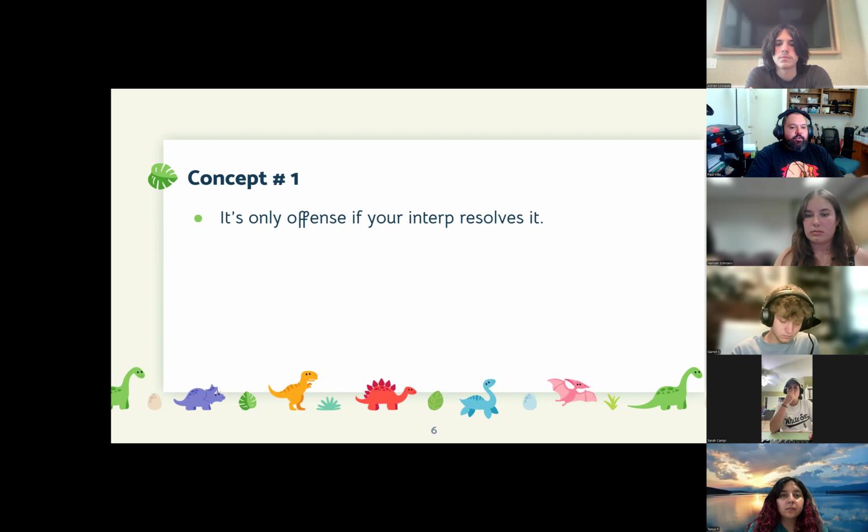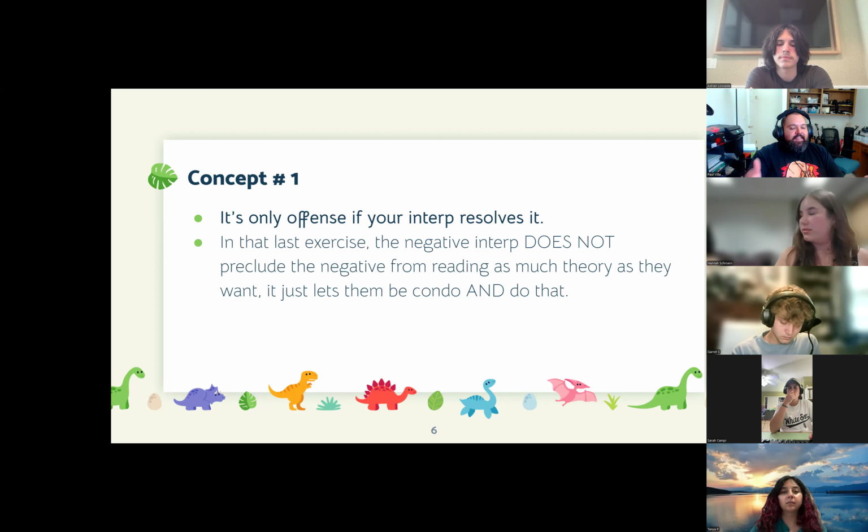Right? And the same thing is true here. So what's the explanation? In that last exercise, the negative interp does not preclude the negative from reading as much theory as they want. It just lets them be condo and read as much theory as they want, right? Now, I have seen teams read this, again, since 2015, and I don't know that I have literally ever, especially at a national circuit tournament like NPTE, NPA, ever seen anyone say this in a round. Not one time has this come up.